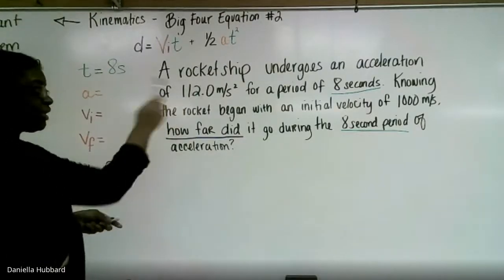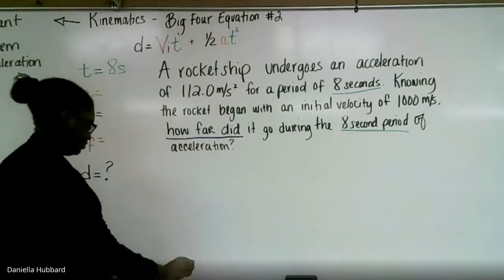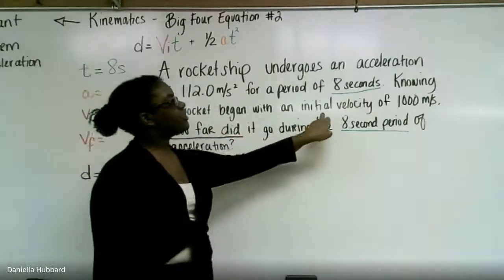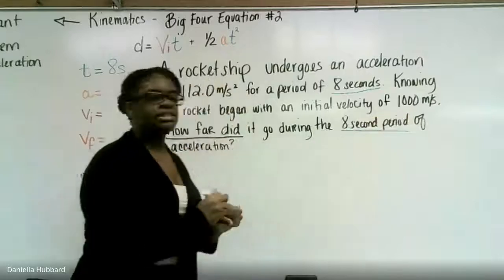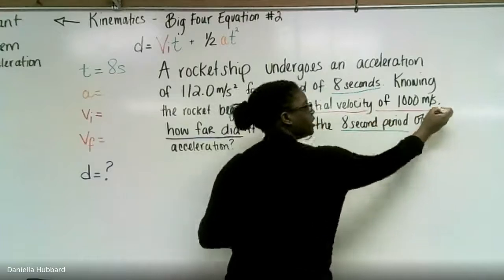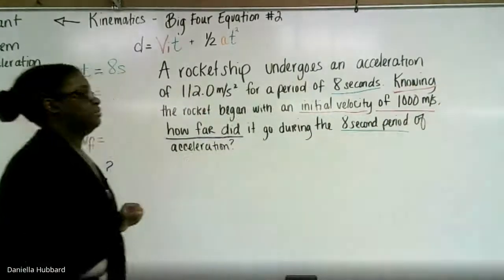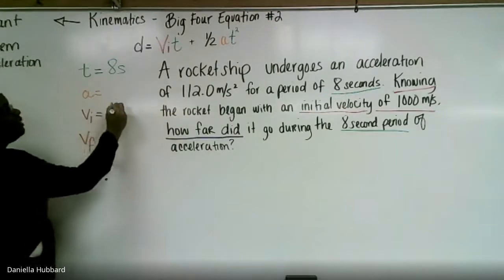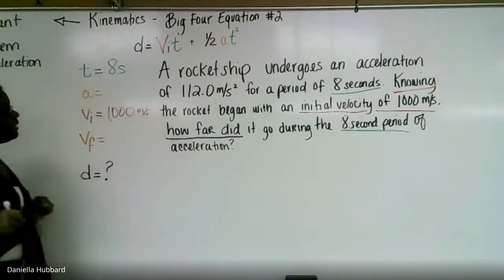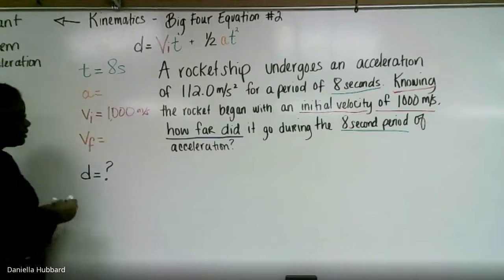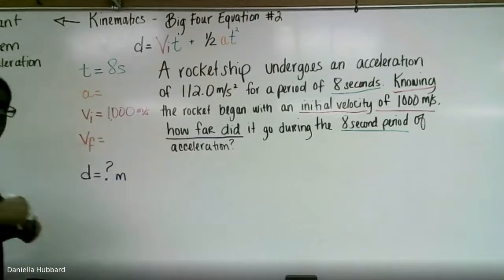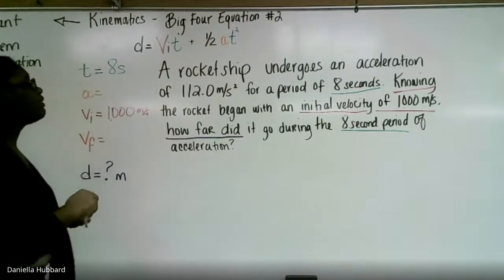Here is something else that's straightforward in the problem. Knowing the rocket began with an initial velocity of 1,000. It tells you right there, word for word, initial velocity of 1,000. And we know this, okay? So our VI is going to be 1,000, with units of meters per second. Distance, we're looking for some number in meters. I have to get into the habit of writing units as well, just like you have to.